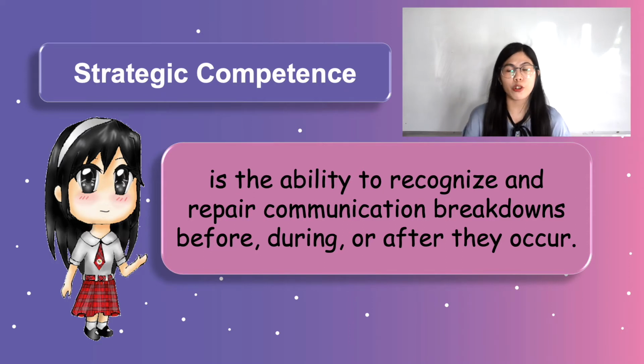So you must be able to find strategies on how you are going to avoid communication breakdown. And if it's already happening, how are you going to solve that and restore communication? And what you are going to do after the communication breakdown occurs. So if you happen to solve issues like this, we can say that you achieve strategic competence. Now to achieve that, we have here some of the communicative strategies that you may use.